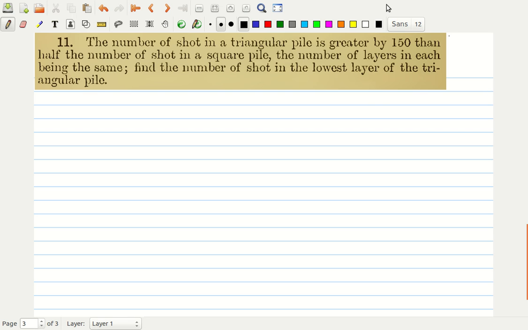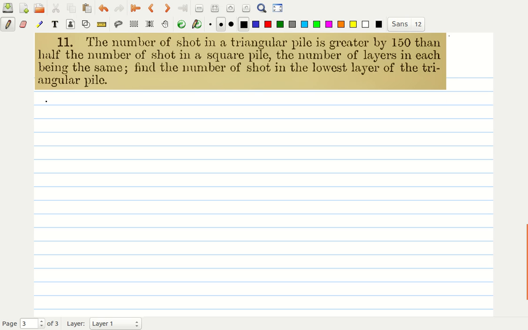The number of balls in a triangular pile is greater by 150 than half the number of balls in a square pile, the number of layers in each being the same. Find the number of balls in the lowest layer of the triangular pile.